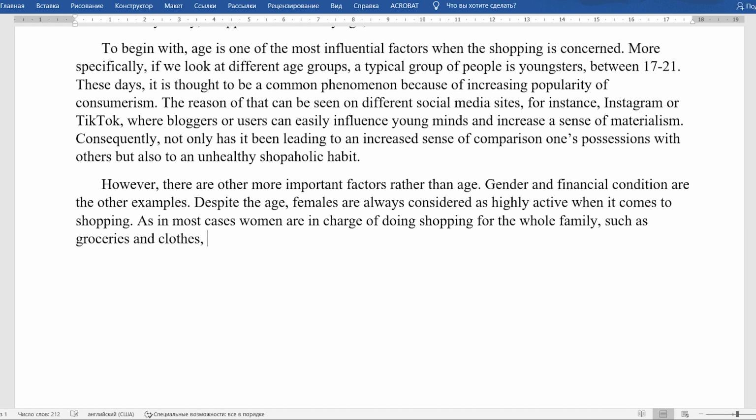Or we can say "in comparison". Now I'm comparing men and women. However, no, I suggest groceries and clothes, so that's enough. I'm going to compare men and females in the next sentence. Yes. Next one is "moreover". Instead of moreover, I can use in addition, additionally, or furthermore. But I want to use moreover.